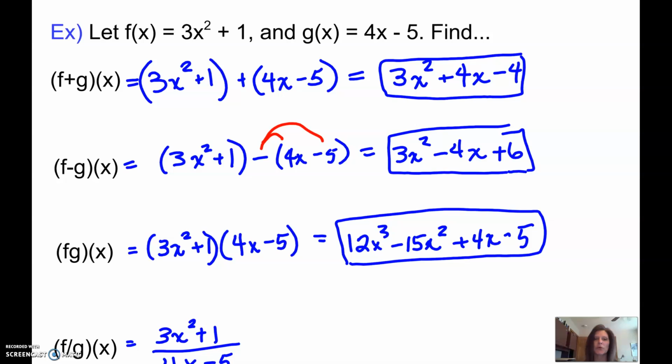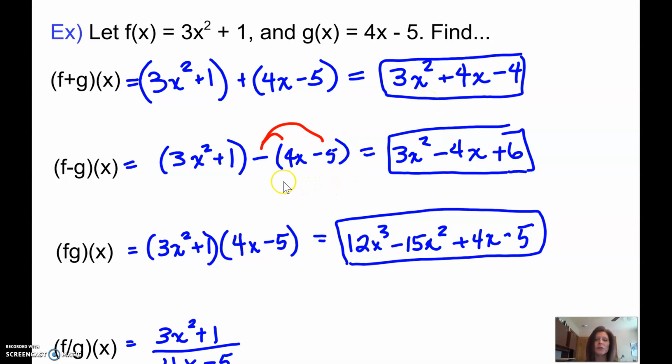So here is an example. I have f of x equals 3x squared plus 1 and g of x is equal to 4x minus 5. Well, if it says f plus g, then I'm simply going to take f of x, write it down, g of x, write it down, and put a plus sign in between. Now you see I put parentheses, or brackets, there. That's just to help me see that this is all of f of x, and I'm adding it to all of g of x. In this case, removing the parentheses doesn't change anything. We combine our like terms and get our final answer.